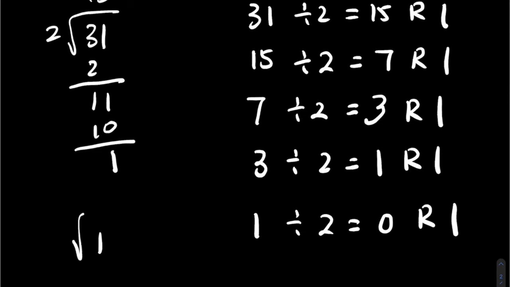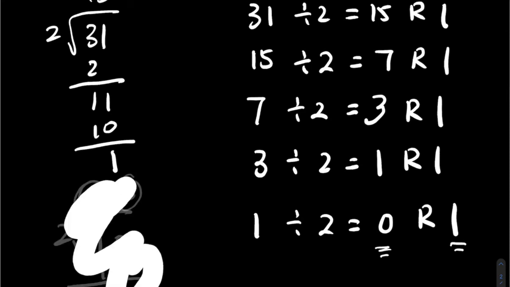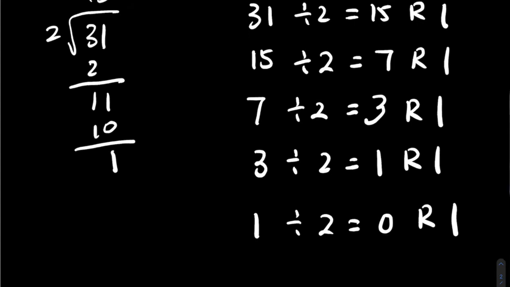So 1 divided by 2 is 0. When the result is 0, we just say the remainder is 1 and the result is 0. Now let's look at this.